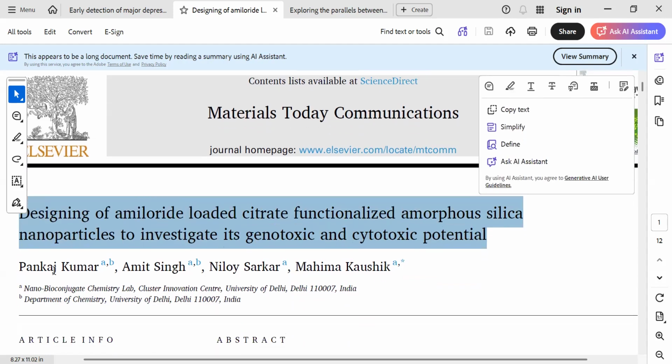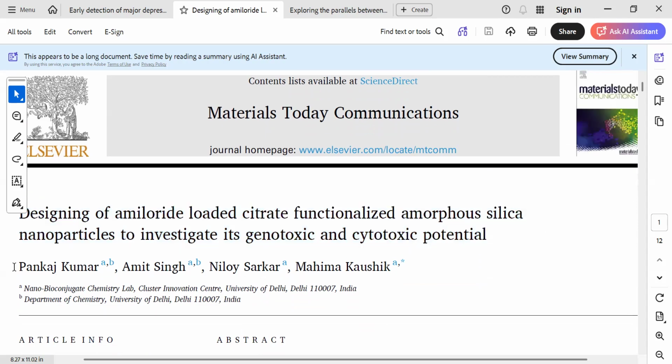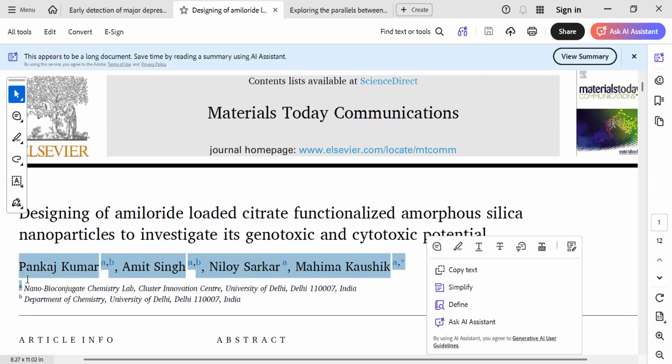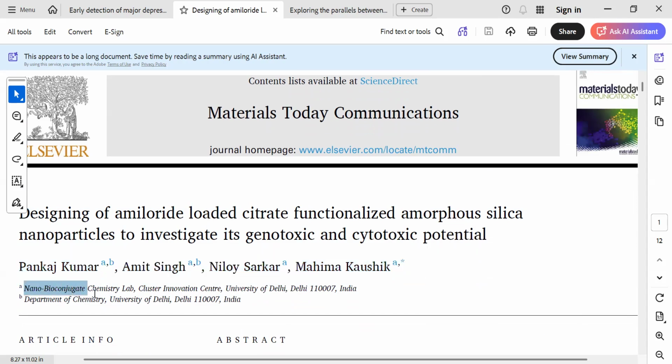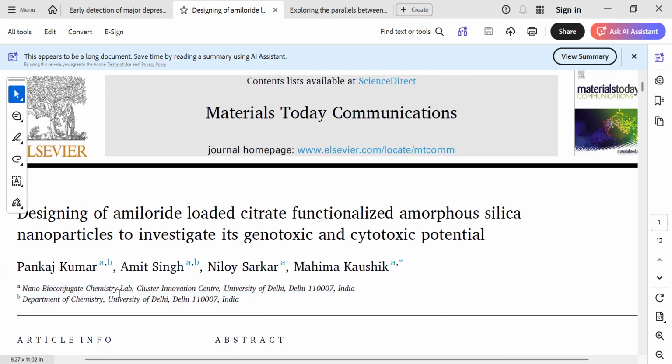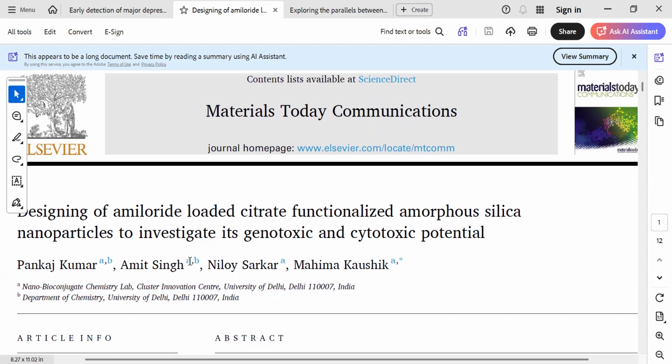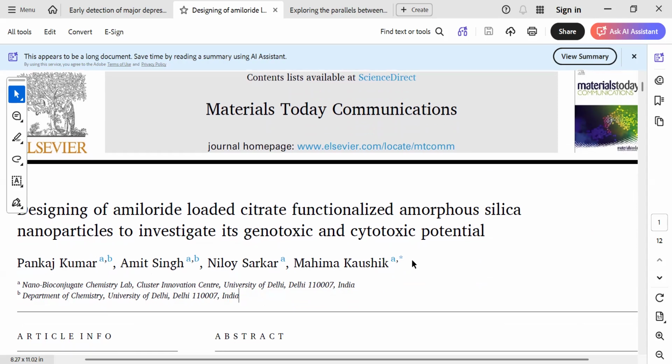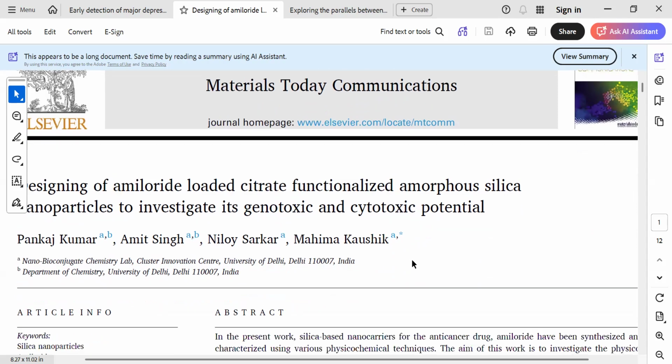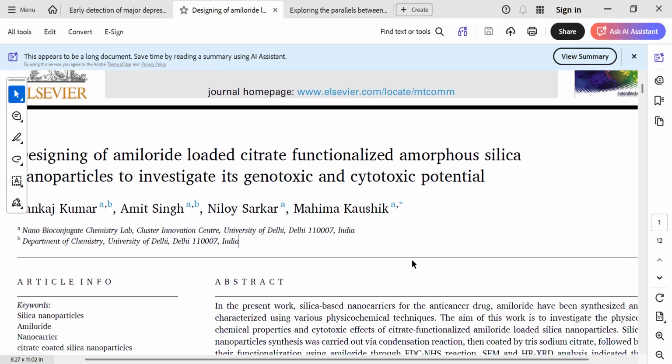So this is the title, and these are the authors of the paper. And then you will see their affiliations. AB means that the author is affiliated to both of these affiliations, which means that they are working in these two different places. Generally affiliations have to be inserted after the author list, and then this star specifically mentions the corresponding author of the paper, which means the person who is supposedly the mentor or the supervisor under whose guidance the work was carried out.